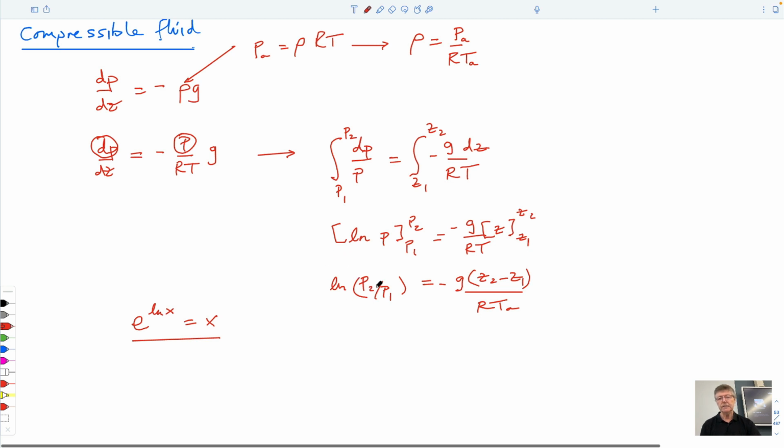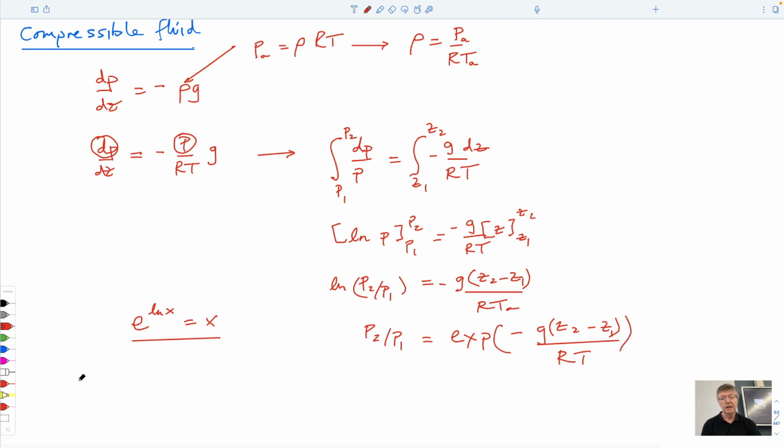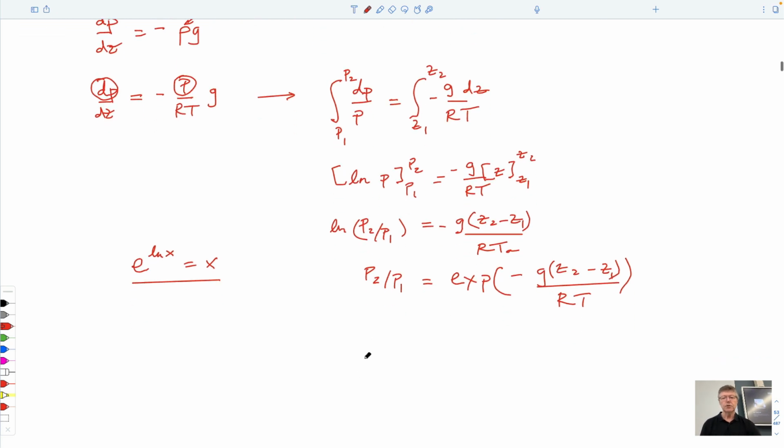So if we exponentiate both sides, we get P2 over P1 equals exponential of minus G Z2 minus Z1 over RT. Bit of a long derivation, but not so onerous. And that's it. Well, that's not quite it. One final coup de grace. So multiply both sides by P1.